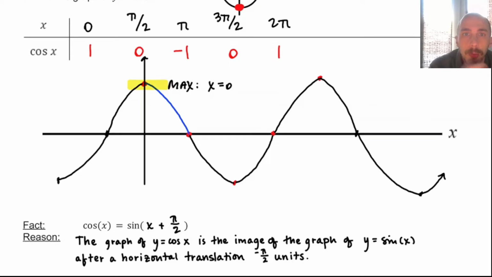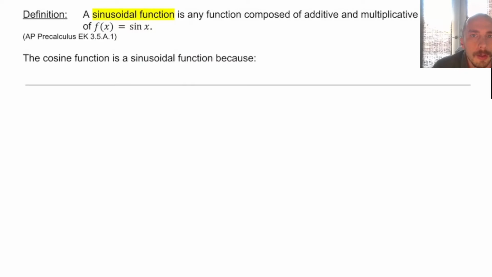Our reason will be what I just said, that the graph of y equals cosine x is the image of the graph of y equals sine x after a horizontal translation by negative pi over 2 units, pi over 2 to the left. Okay, and that's going to be a valid formula. That's probably not the version of this trig identity that you would see in most pre-cal textbooks, but it's not one you just have to know in a moment's notice, but it's one that makes a lot of sense considering the graphs.